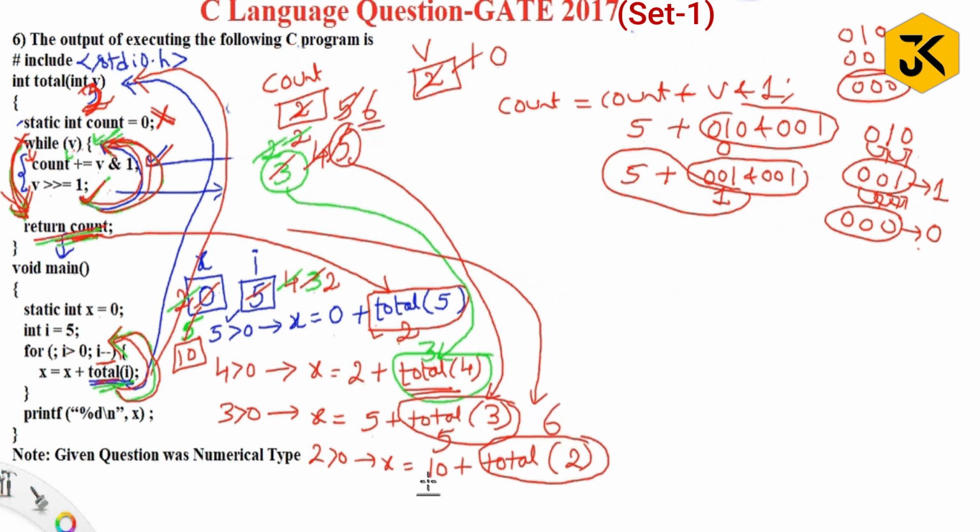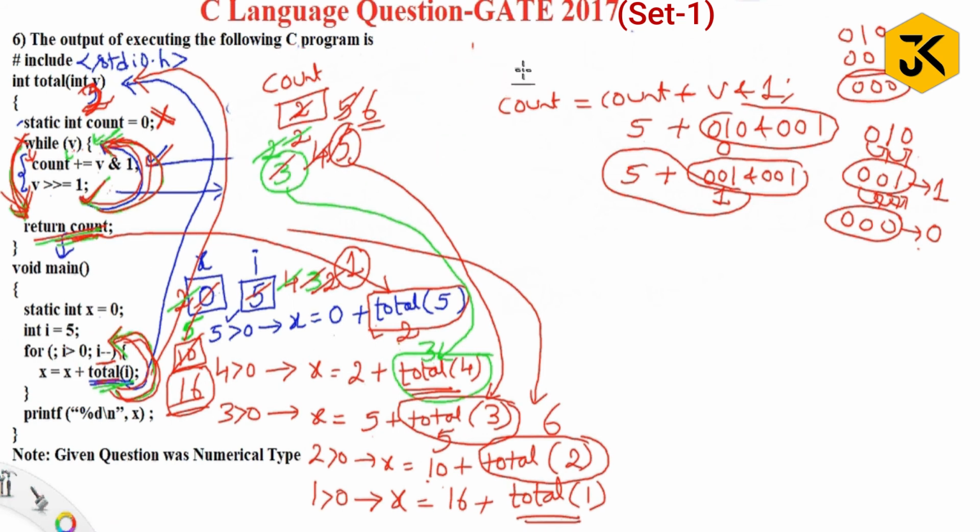The 6 value. Now 10 plus 6, 16. 16 is updated in the local static x variable. 16 will be updated. Now it is going to decrement once again. Decrementing the I value by 1, you will get the I value as 1. Is 1 greater than 0? Yes, the condition is true. Then x equals x plus. The x value is what? 16. 16 plus total of 1. So it is going to call this function.